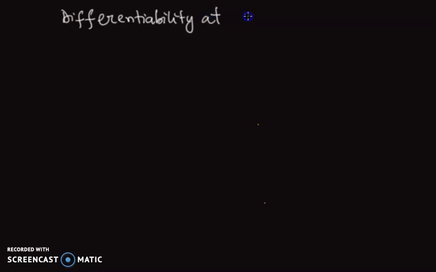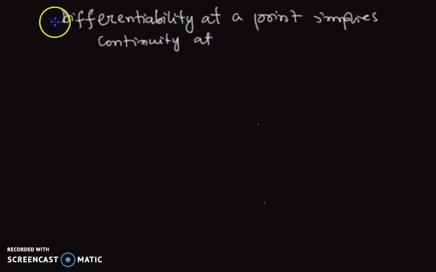Today we are going to discuss one very famous result known as differentiability at a point implies continuity at that point. Differentiability at a point implies continuity at that point. Of course, differentiability of a function and continuity of a function.